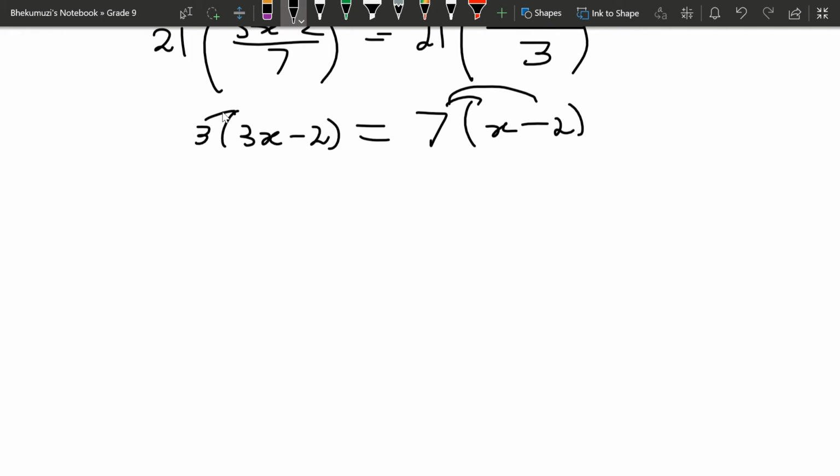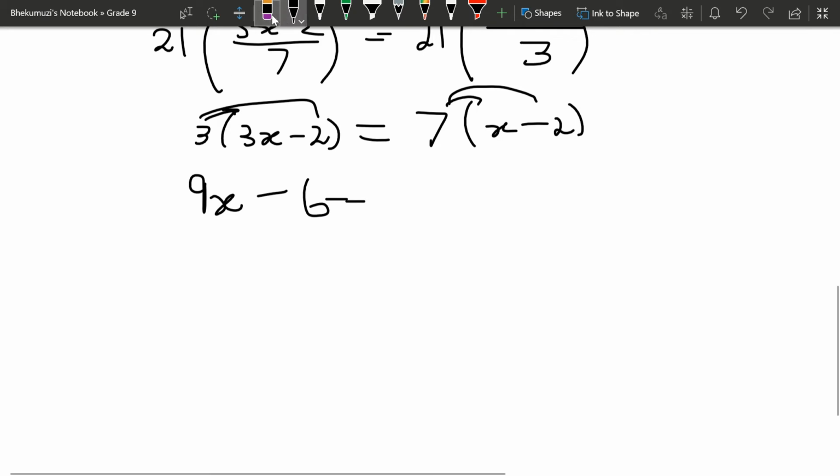And when we multiply in, what do we get? We actually find that 3 times 3 would give us 9x. 3 times 2 is negative 6. Then 7, sorry, so it's 7 times x, that's 7x. 7 times minus 2. Now, what is 7 times 2? 7 times 2 is basically 14, but it is minus 14, right? So it's minus 14 in this case. So now we have everything in its linear form.